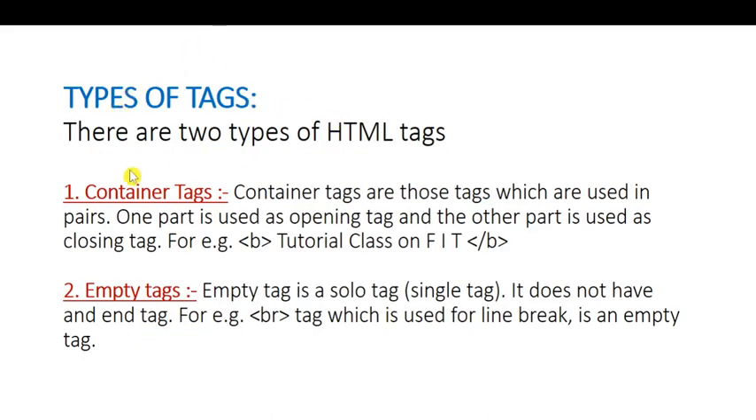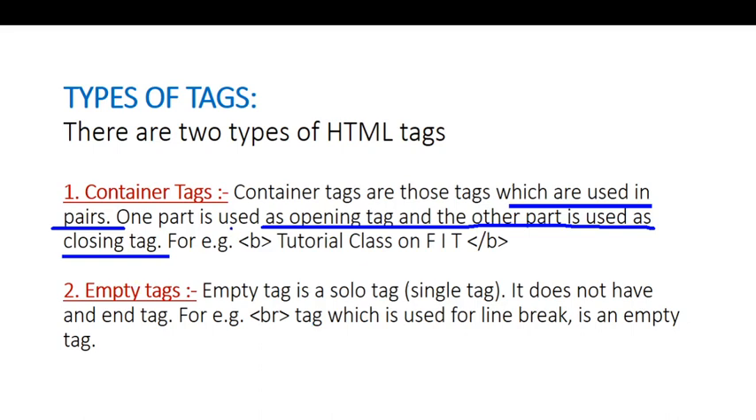Okay, the types of HTML tags. Now we can see there are 2 types of HTML tags. One is the container tag. Container tags are those tags which are used in pairs. One part is used as the opening tag and the other part is used as the closing tag. So container tags are used in pairs. One part is the opening tag and the other part is the closing tag.